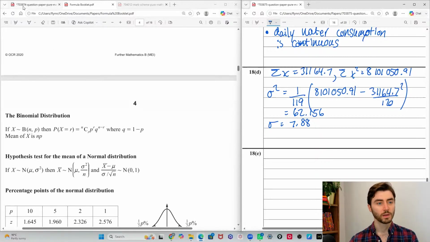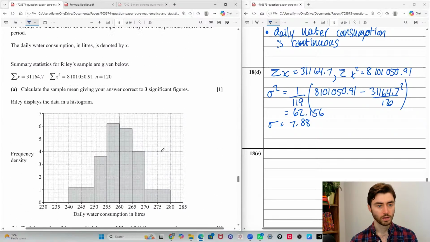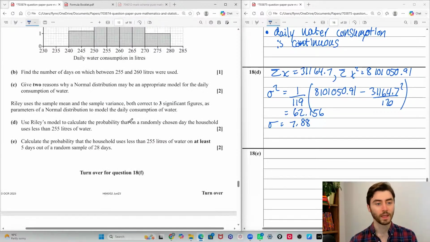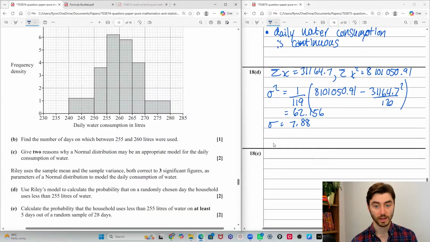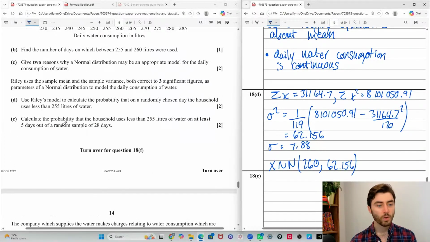So that's D. Now, this is what I mean. There's not a lot of room, and we needed that in order to do the normal distribution. Unless I was just supposed to plug this into a table. I don't know. But the point is now I can begin to use the normal distribution and say that X is distributed normally with the mean that I calculated as being 260 and the variance of 62.156. And now we need to work out the probability. I'm looking forward to the mark scheme on this to see if I've missed something drastic here.